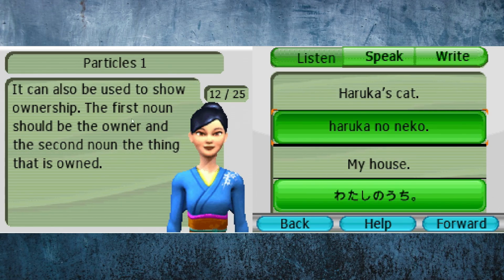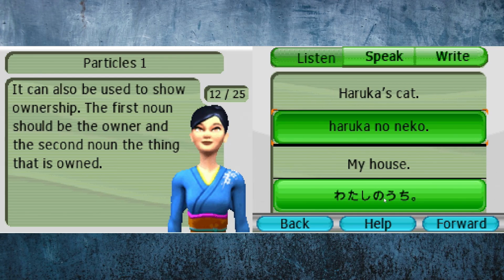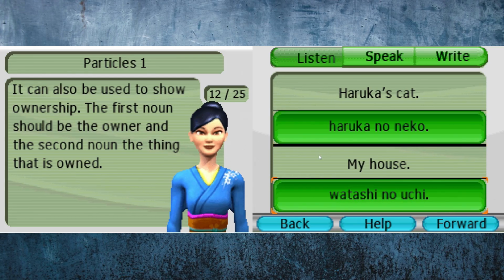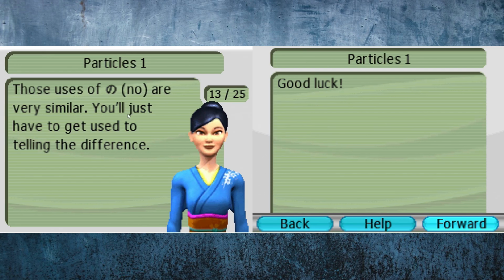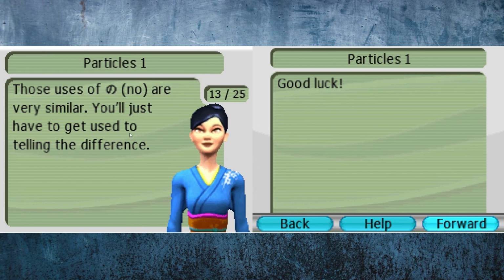And my house is watashi no uchi. So we learned the other word for house is ie, and this is also a word for house called uchi. So watashi no uchi means my house. Watashi no means my, and then uchi means house. 私の家 And those uses of no are very similar. You'll just have to get used to telling the difference.